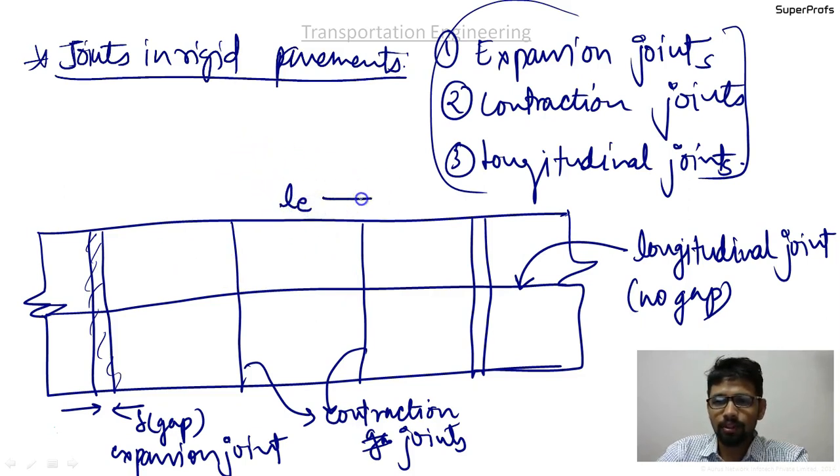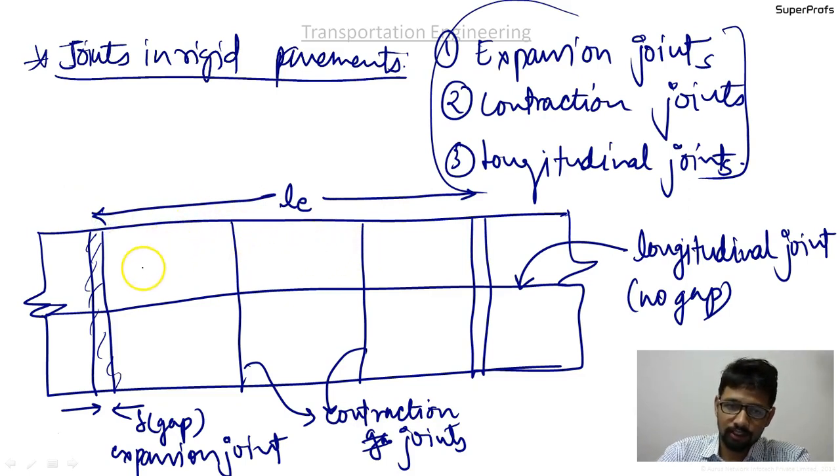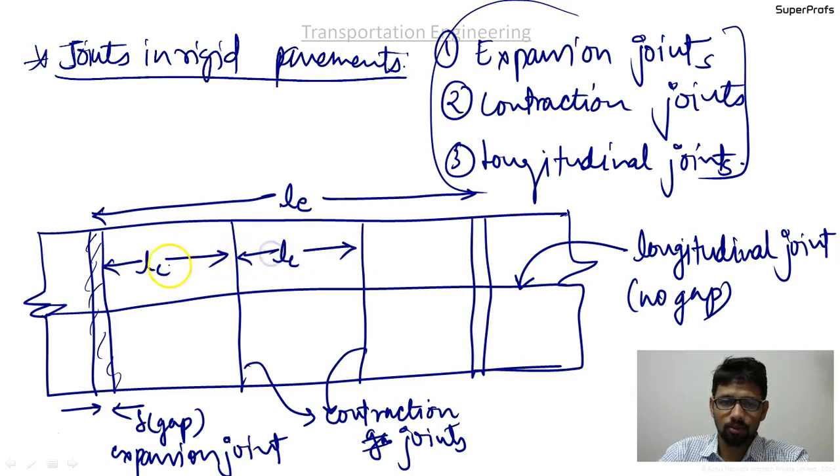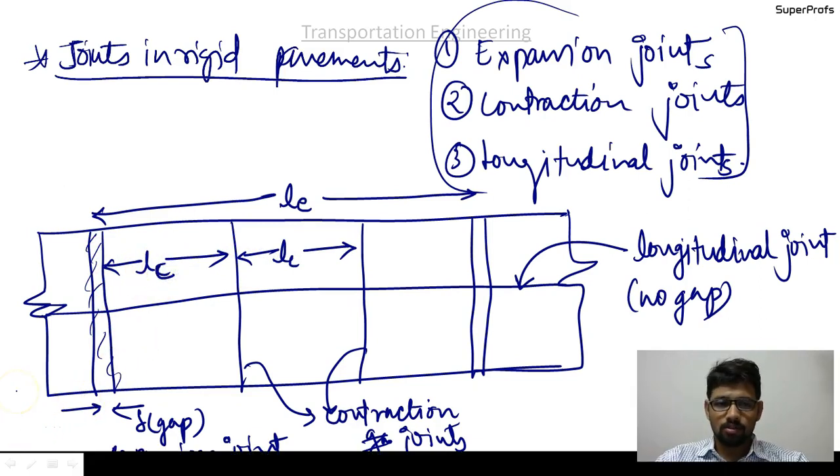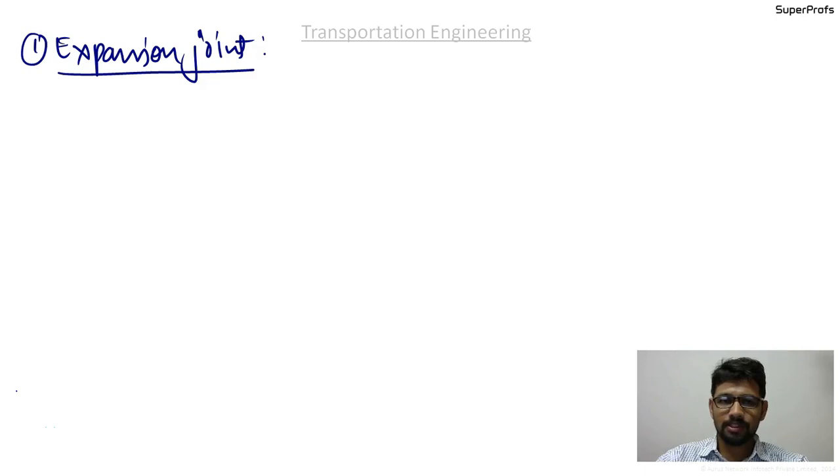The distance between the two expansion joints is L suffix small e, and the center to center distance between the two contraction joints is L suffix c. Though here there is an expansion joint on this side, it is still L suffix c. So let us first discuss the expansion joint in detail.